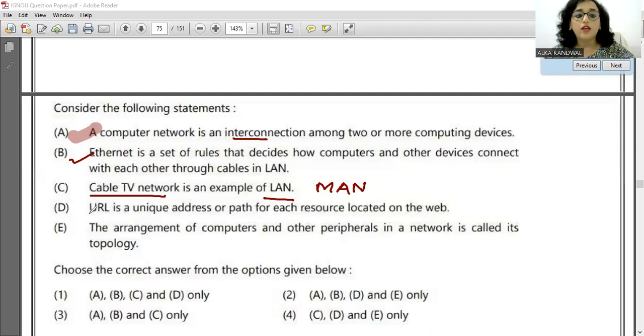Let us see the next one. URL हमने डिस्कस किया था, URL के बारे में, URL के पार्ट्स के बारे में भी हमने ऑलरेडी डिस्कस किया हुआ है. तो अगर जिसने ये क्वेश्चन पेपर देखने से पहले ये सेशन किया होगा तो उन्होंने पक्का ये आंसर करेक्ट किया होगा. So URL is a unique address or path for each resource located on the web. That is absolutely correct. And the full form of URL is Uniform Resource Locator. Sometimes it is also known as URN, Uniform Resource Name.